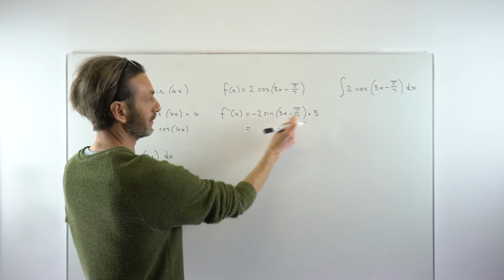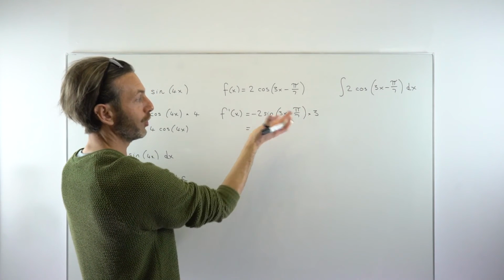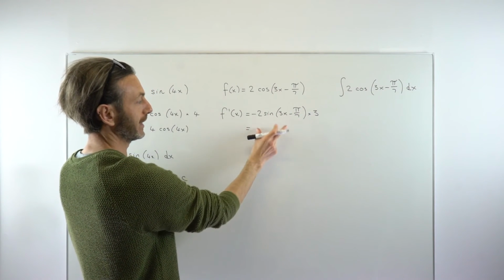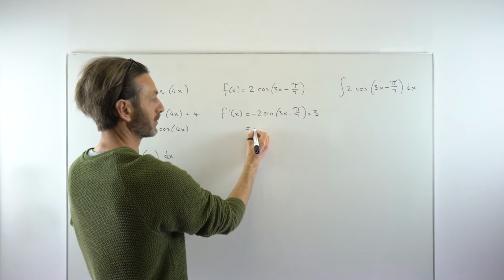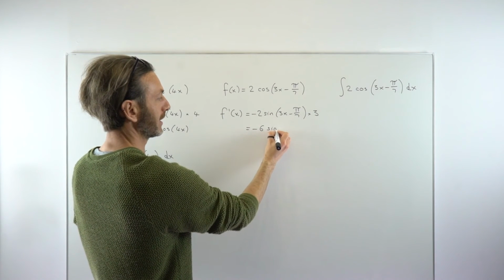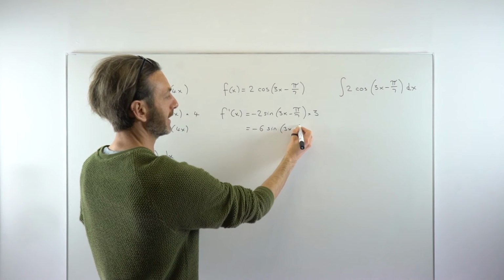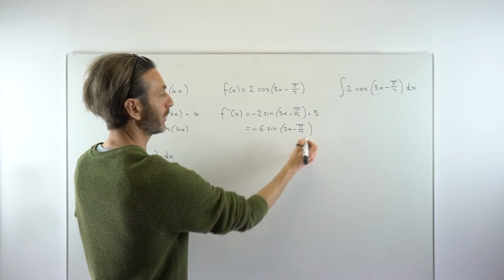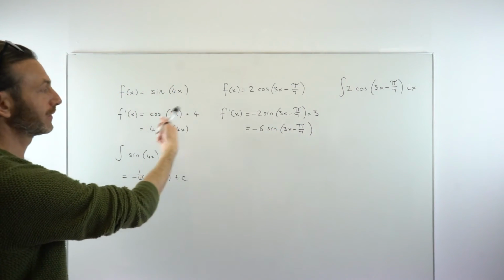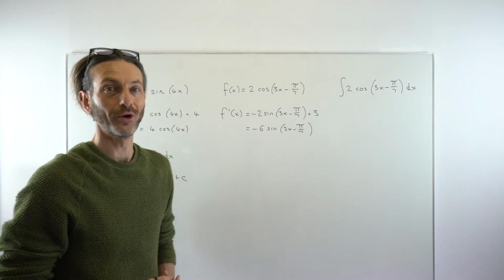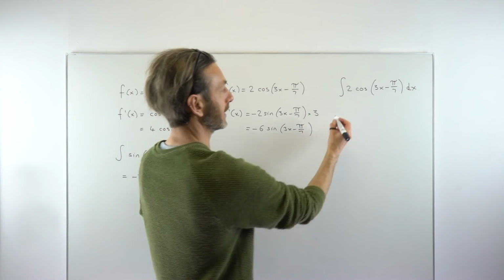We can then tidy this up by multiplying those together, or if you're confident, you can go straight to this final form from here. Minus 2 times 3 is negative 6. So it's negative 6 sine, and then again, the bracket never changes. Okay, so this case looks a lot different to this one, but it's actually very similar in how it works. Let's take a quick look at the integral.